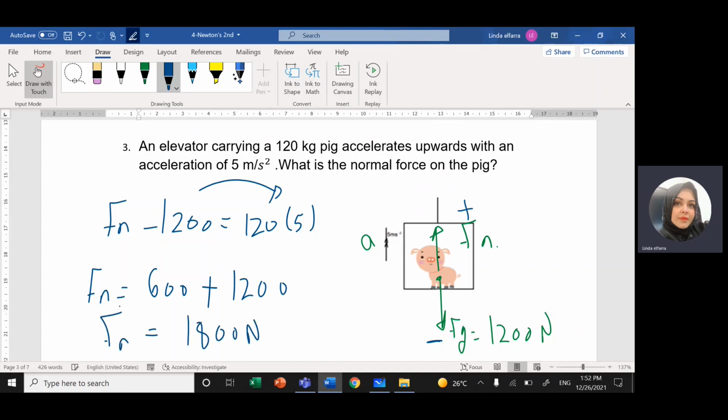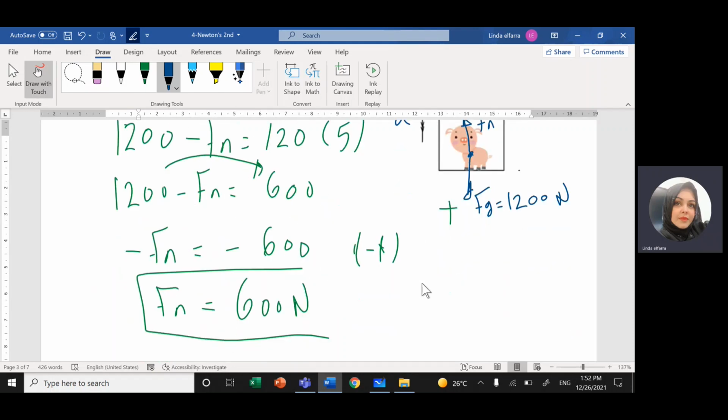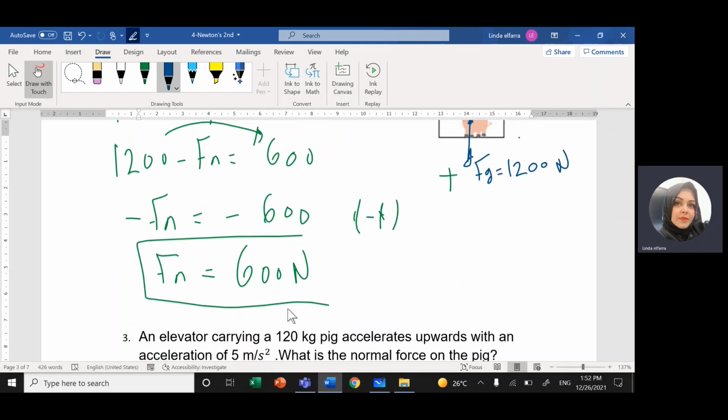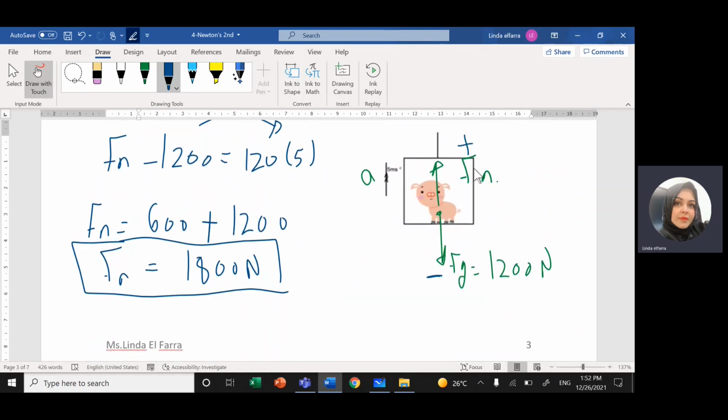See the difference? When the elevator is moving down, gravity is positive, Fn is negative, and the normal force is less than the normal force when the elevator is moving upward. When the elevator is moving upward, the normal force is higher.